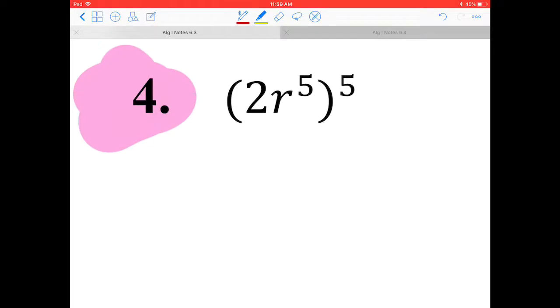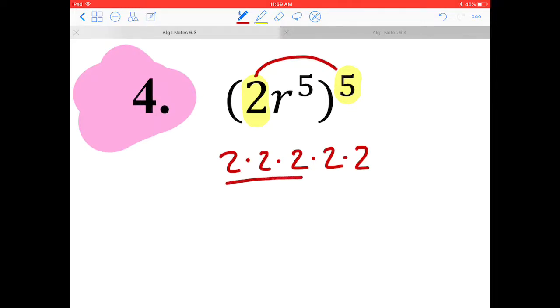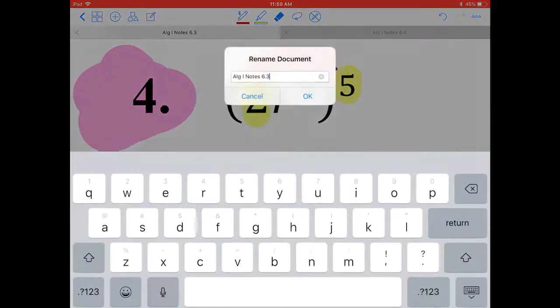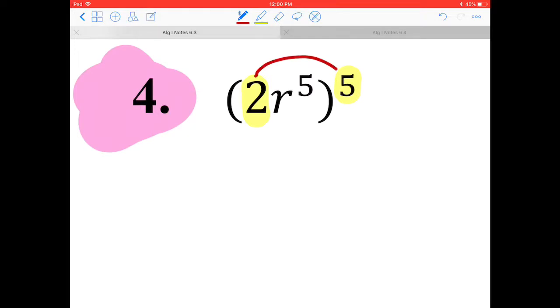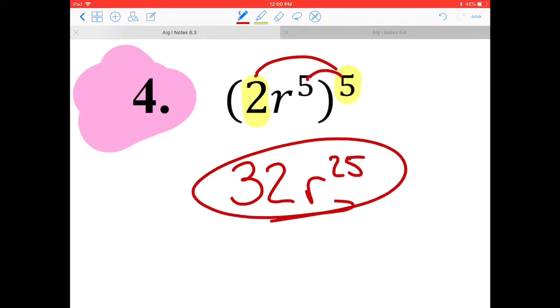Number 4, your coefficient is a 2. Okay, so what you're going to do with that is do 2 to the 5th power. That coefficient receives the exponent as a normal exponent. So 2 to the 5th power is like 2 times 2 times 2 times 2 times 2. Okay, if you have a calculator, it's pretty easy to figure this out. But 2 times 2 is 4, times another 2 is 8, times another 2 is 16, times another 2 is 32. So you can kind of do that also in your head if you want. Calculator also works as well. So 32. And then for the exponents, 5 times 5 are to the 25th power. And that's how that works.